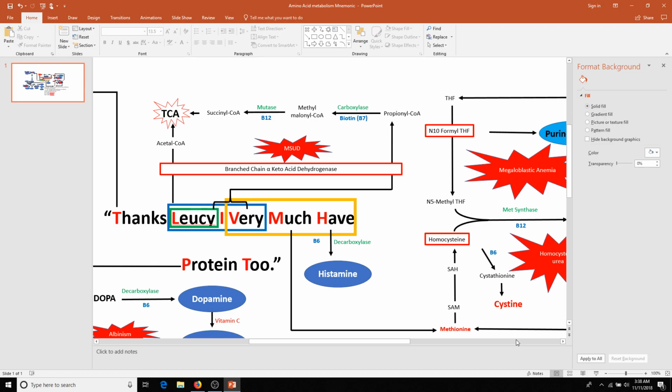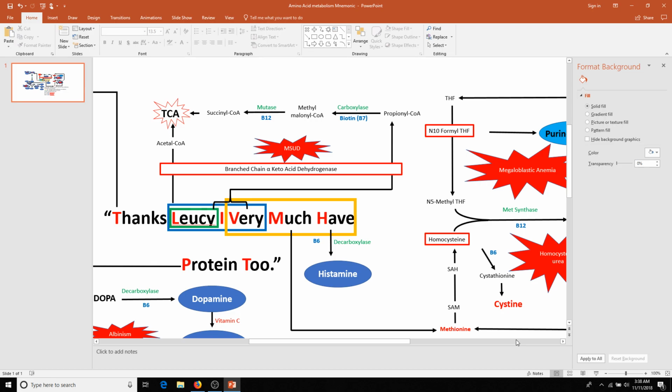Thanks, Lucy, I very much have protein too. So the first letters of each one of those words stand for the essential amino acids. Those are the ones that you basically cannot make or synthesize. You have to take them from your environment. You have to get them from food. And so those are tryptophan, leucine, isoleucine, valine, methionine, histidine, phenylalanine, and threonine. And so, thanks, Lucy, I very much have protein too.